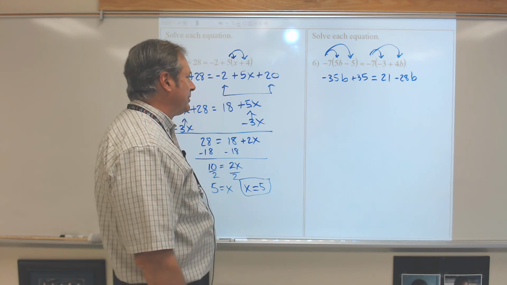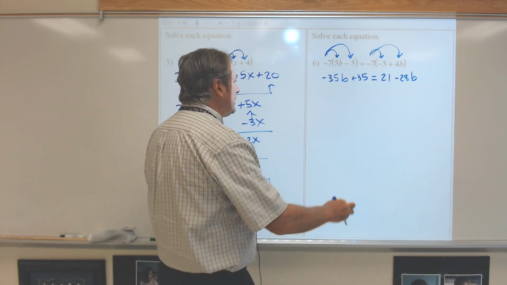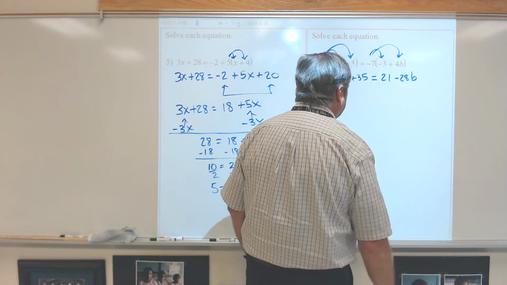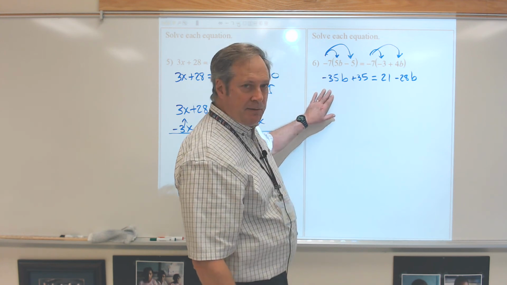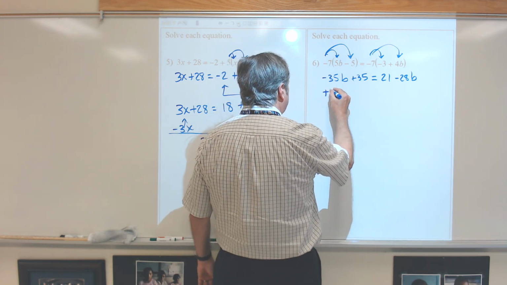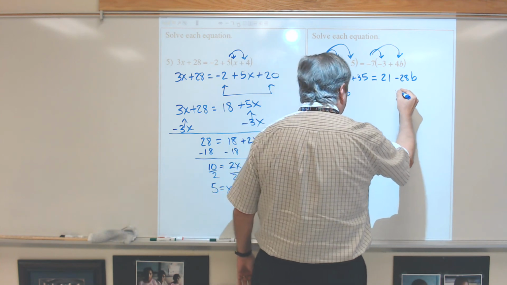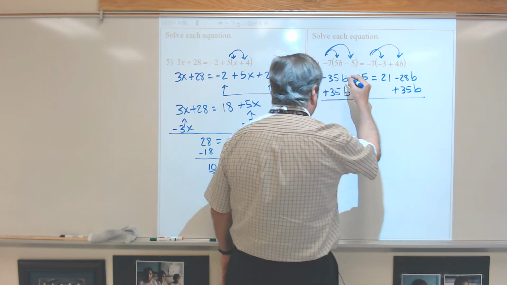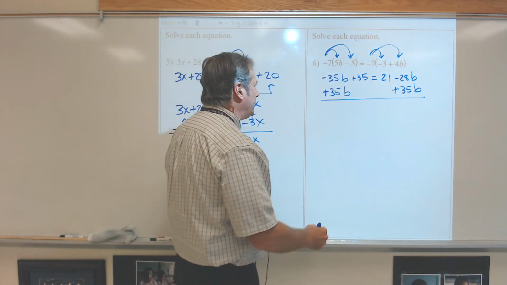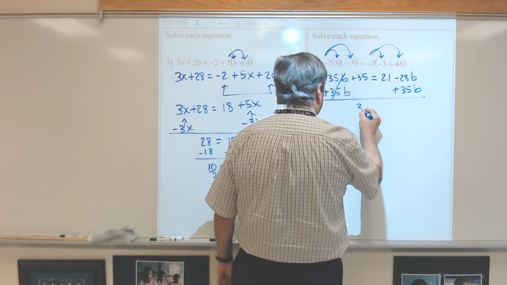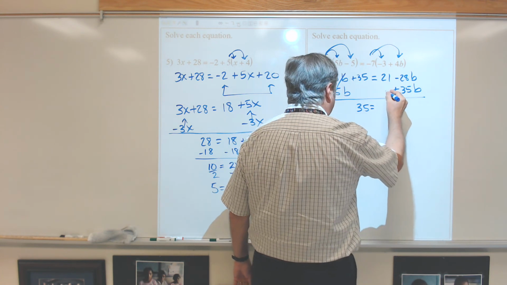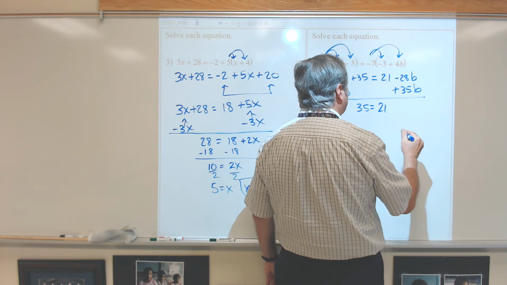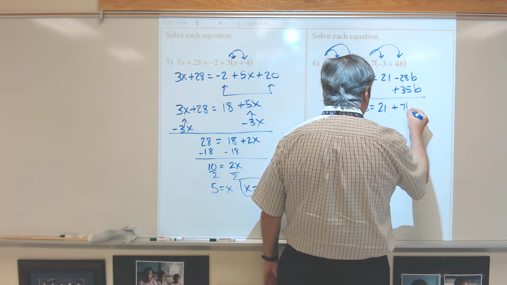Oh well, it's okay. So let's, which of these is smaller, negative 35 or negative 28? Well, negative 35 is smaller, so we're going to add 35b to both sides. Negative 35b plus 35b is 0. Bring down that 35, equal side, bring down the 21. And negative 28 combined with a positive 35 is positive 7b.